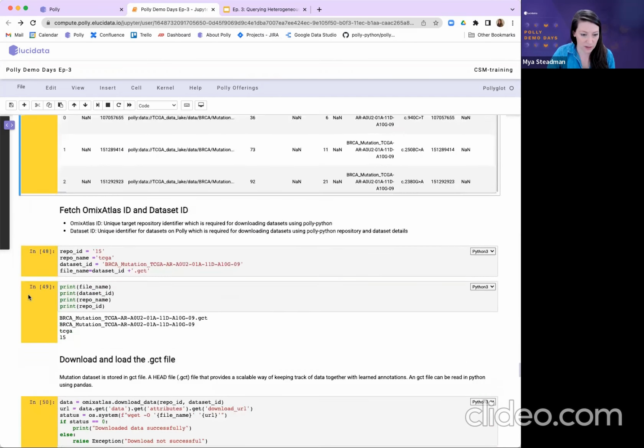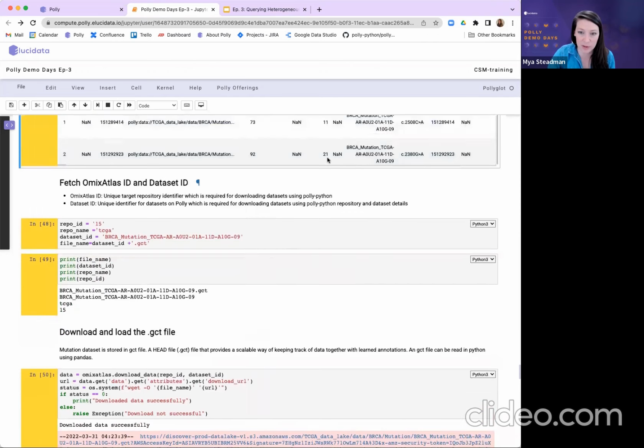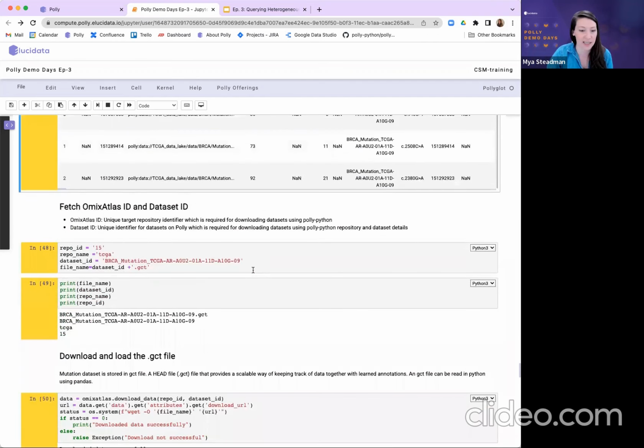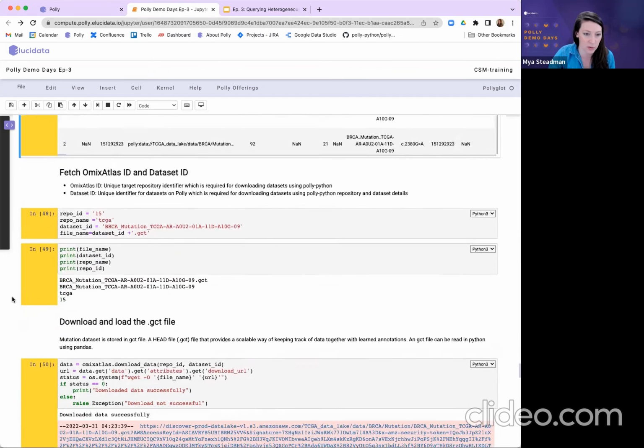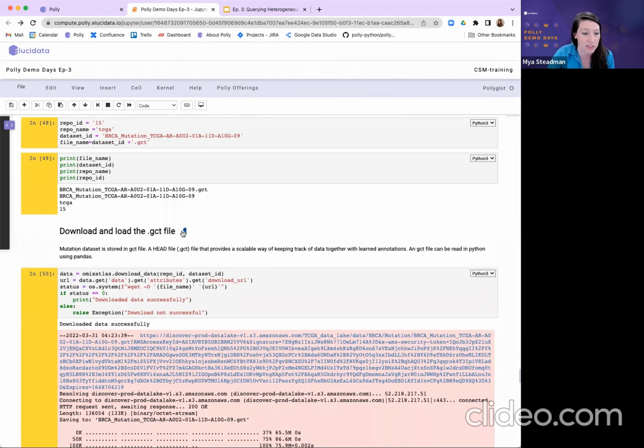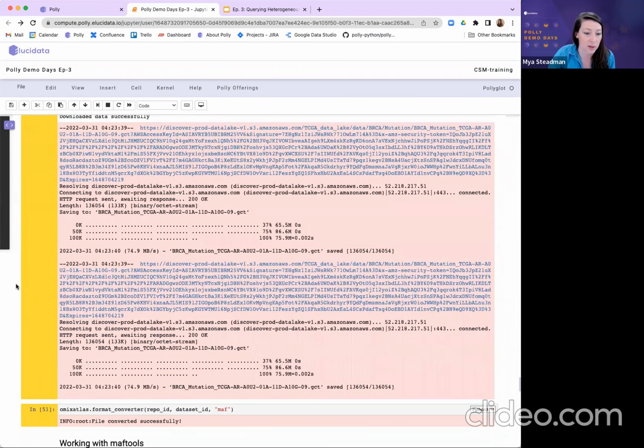So now I'm going to pull out this data frame, or this particular data set, and we're going to look at it a little more in depth and do some plotting with it. All we're doing here is calling this repository, calling TCGA, pulling out this particular data set, and pulling out the GCT file. So I'm downloading it and loading it into Polly.